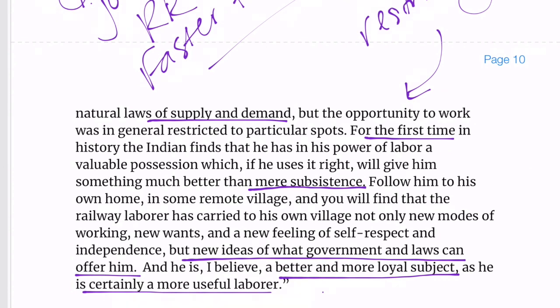So in the last sentence of the speech, he says, and he is, I believe, a better, more loyal subject, as he is certainly a more useful laborer. He's saying Indians appreciate the fact that we have put them to work and we've given them this opportunity. Because we have helped the Indians, they're going to be a more loyal subject to us and therefore a useful laborer. But this, in fact, did not happen. Because of improved transportation and communication in India, there became like this sense of Indian nationalism, and eventually they're going to want the British to get out. So really, the putting them to work and building the railroads worked against the British eventually because it helped the Indians join together and become one nation.